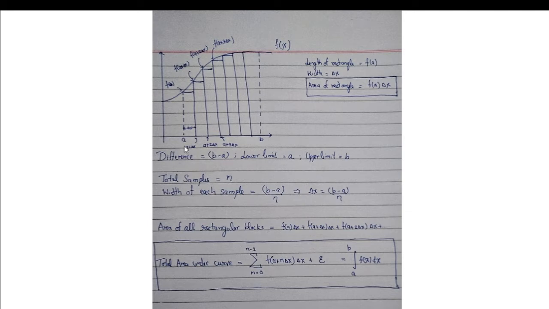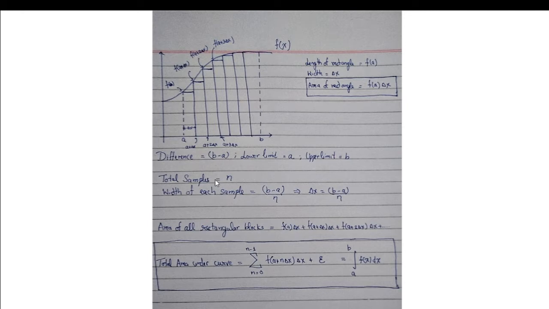First let us see how much the difference is between A and B. We calculate the difference by B minus A, where A is the lower limit and B is the upper limit. Let there be n samples. I have already told you that the width of each of these samples will be the same.